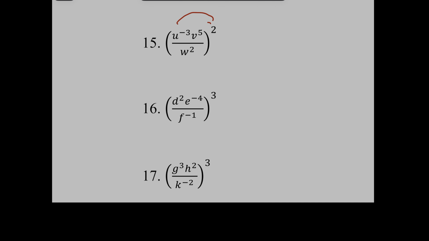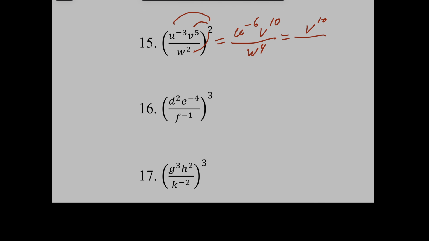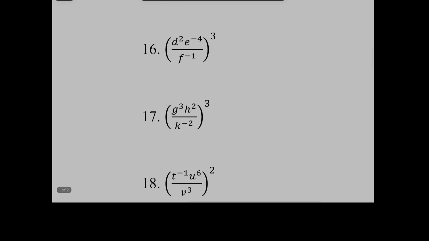All right, number 15. I need to square here, I need to square here, and I need to square here. And I'm going to get u to the negative 6, v to the 10th, all over w to the 4th, equals, I need to make the 6 on the bottom, so I'll write v to the 10 on top, and I'm going to go u to the positive 6 and w to the 4. Okay, we're just flipping around. If we see a negative exponent, we're just flipping it to the other side.